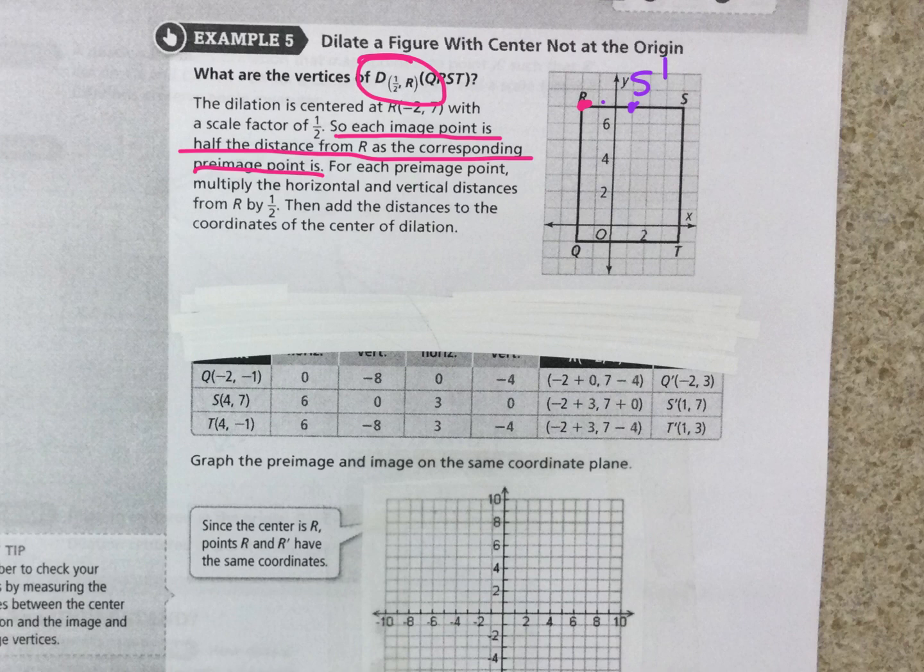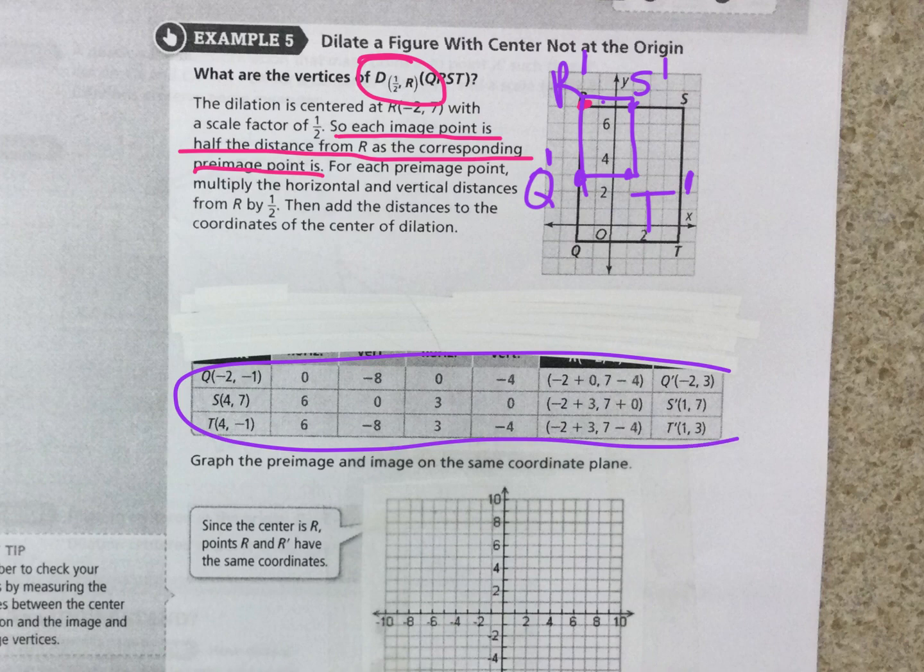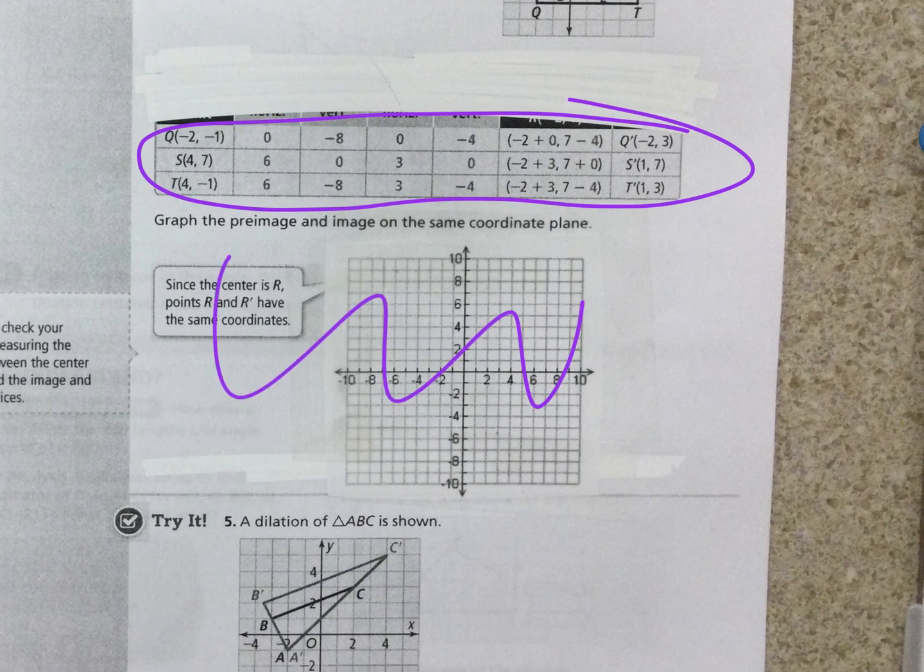Q is 1, 2, 3, 4, 5, 6, 7, 8 away. And so Q prime is going to be 4. 1, 2, 3, 4. And there's my Q prime. And then T would be both of them away. 3 one way, 4 the other. And that's where it would be then. And R prime, of course, would be right where it is. And that's all this box is saying. And then we didn't use this graph.